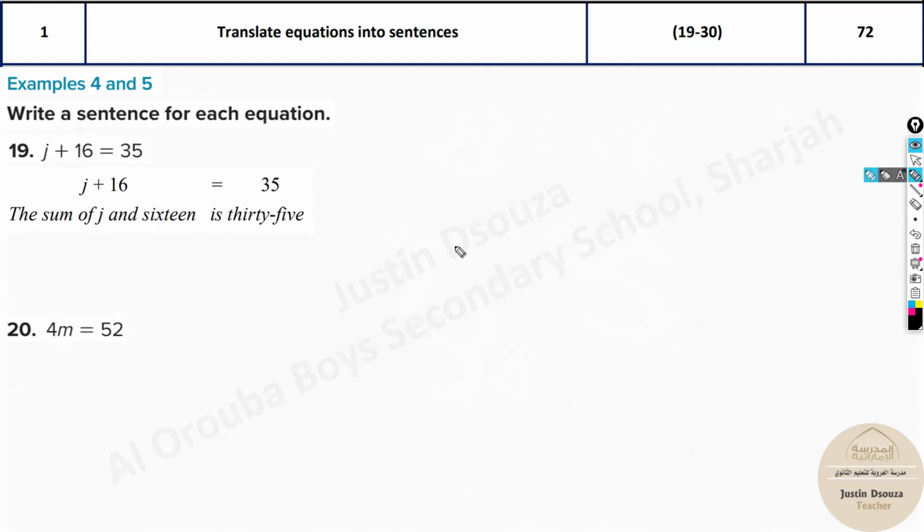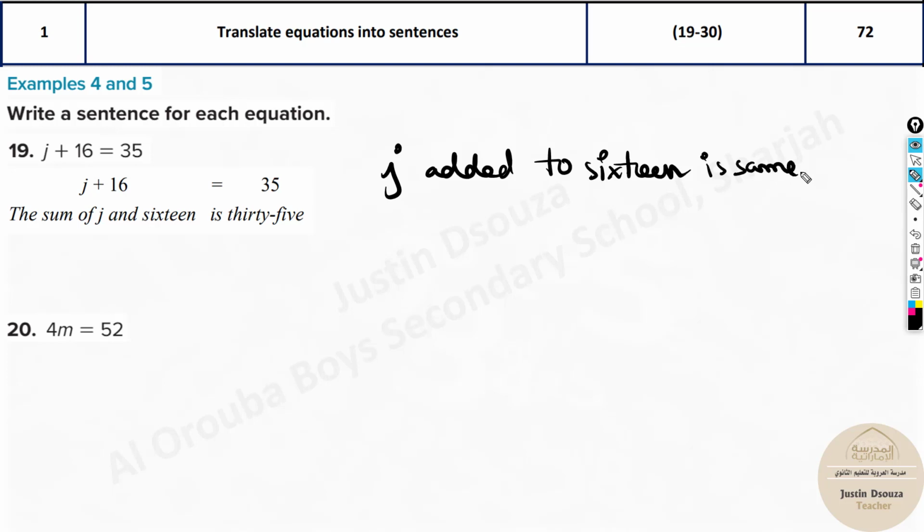This is correct. Now I will write one more answer. J added to 16. This is also possible. J added to 16 is the same as 35. So this is also correct, but it depends on which option you have. All these are correct answers, or you can just say J plus 16. Just look into each and every option, all the 4 options. Look which closely matches the given question and then finalize your answer.